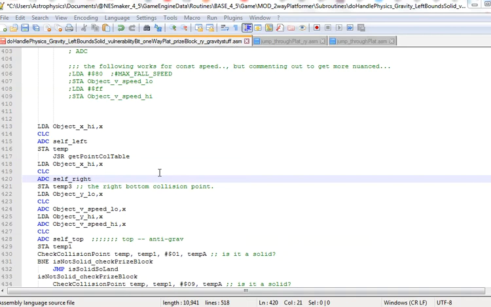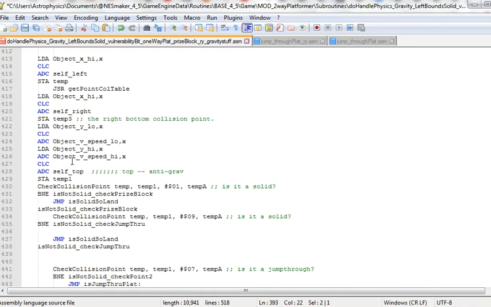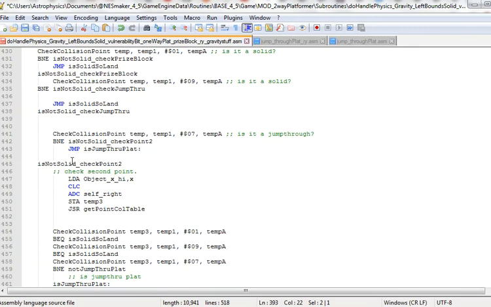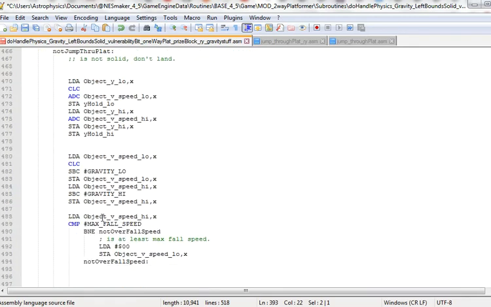Okay, I just want to update my success so far on reversing gravity. The very simplest thing to change here is the max fall speed to FE. It could also be FF. Essentially, what I did also was that I ended up subtracting the gravity.